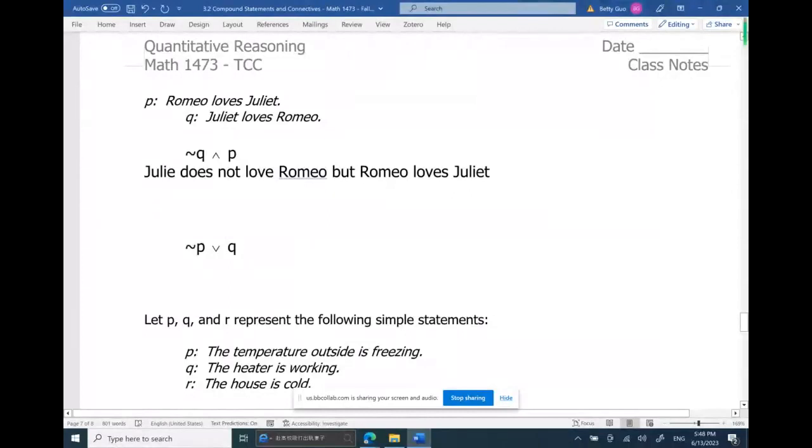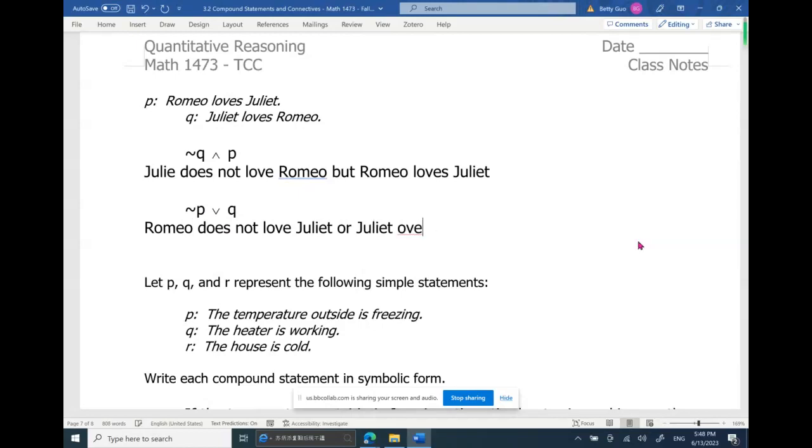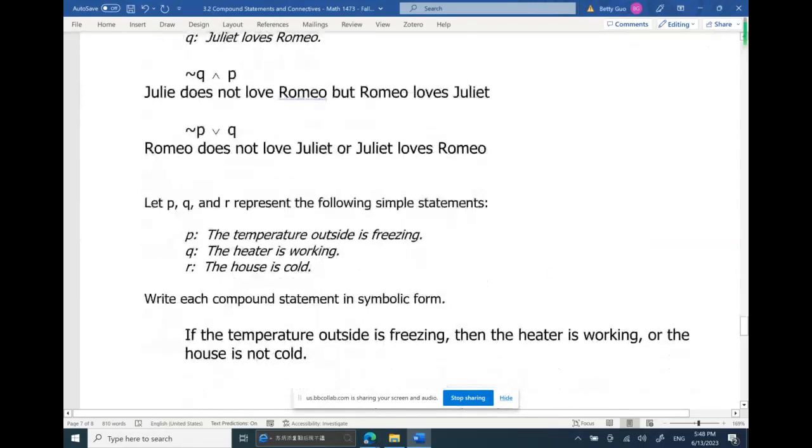Next, the negation here only negates P, right? So not P is the first piece, Q is the second piece, and the two pieces take a disjunction. So P is Romeo loves Julia. Negation of that is Romeo does not love Julia, or Julia loves Romeo. Romeo does not love Julia, or Julia loves Romeo. So that's the structure of the statement.